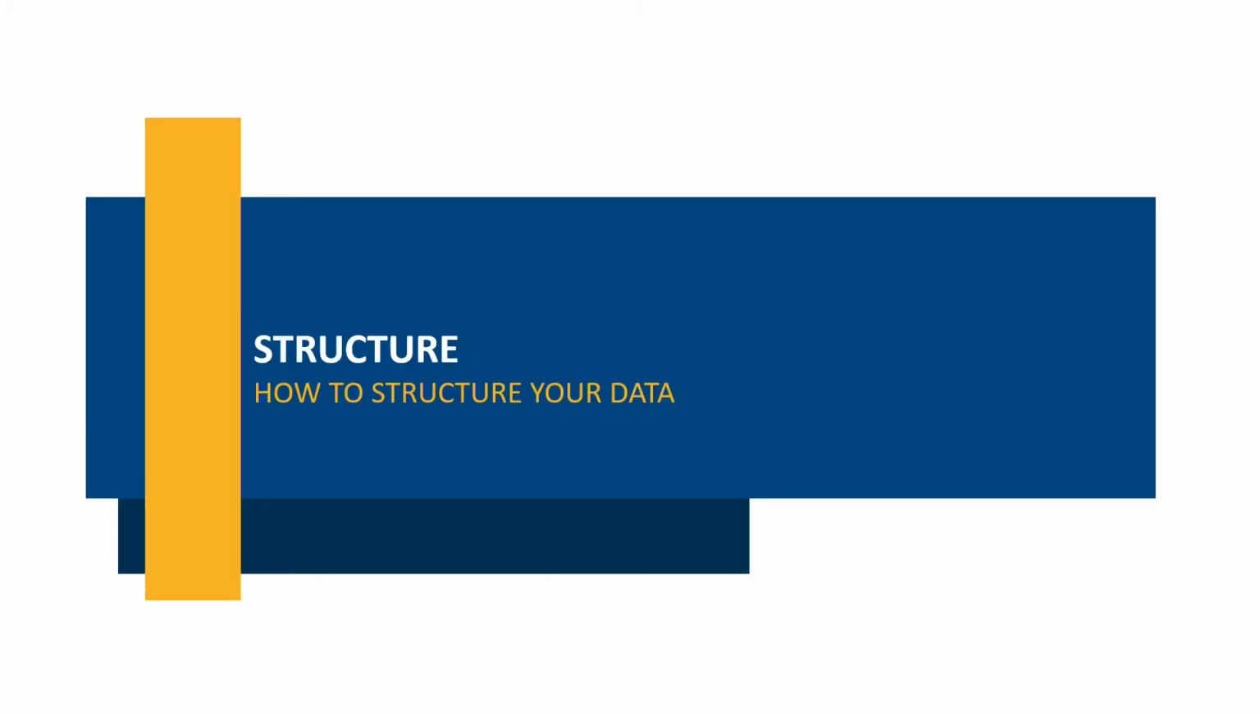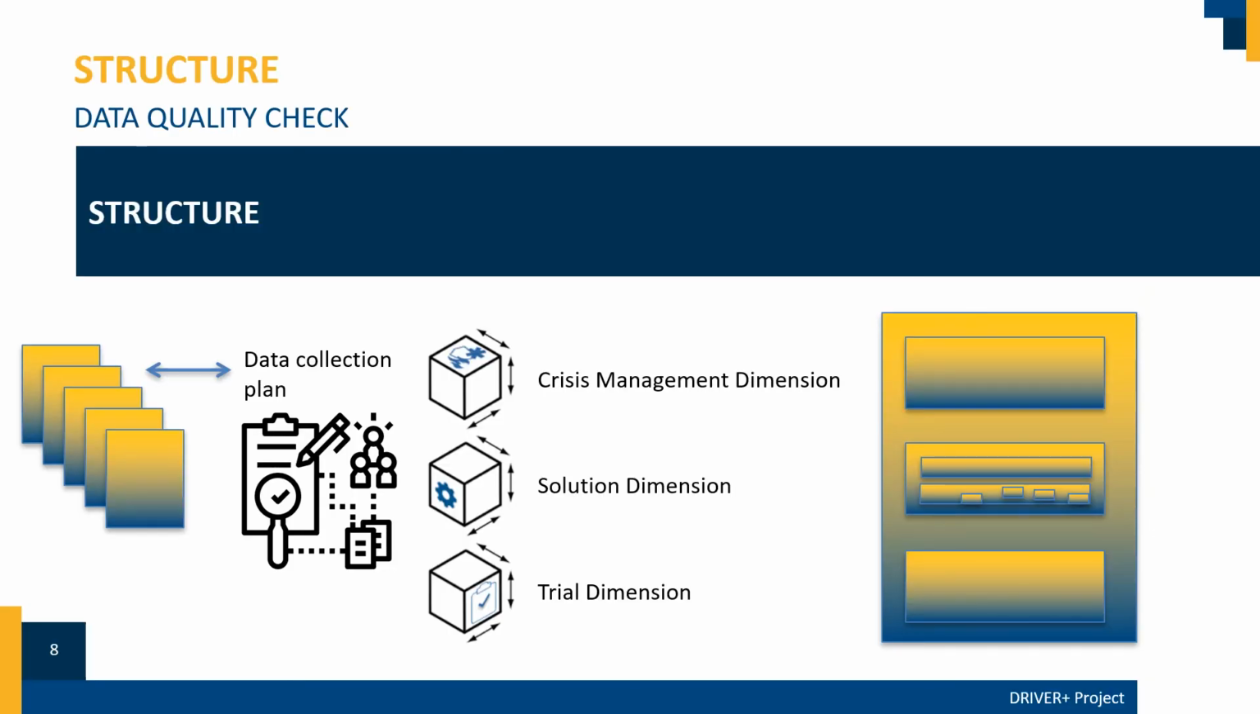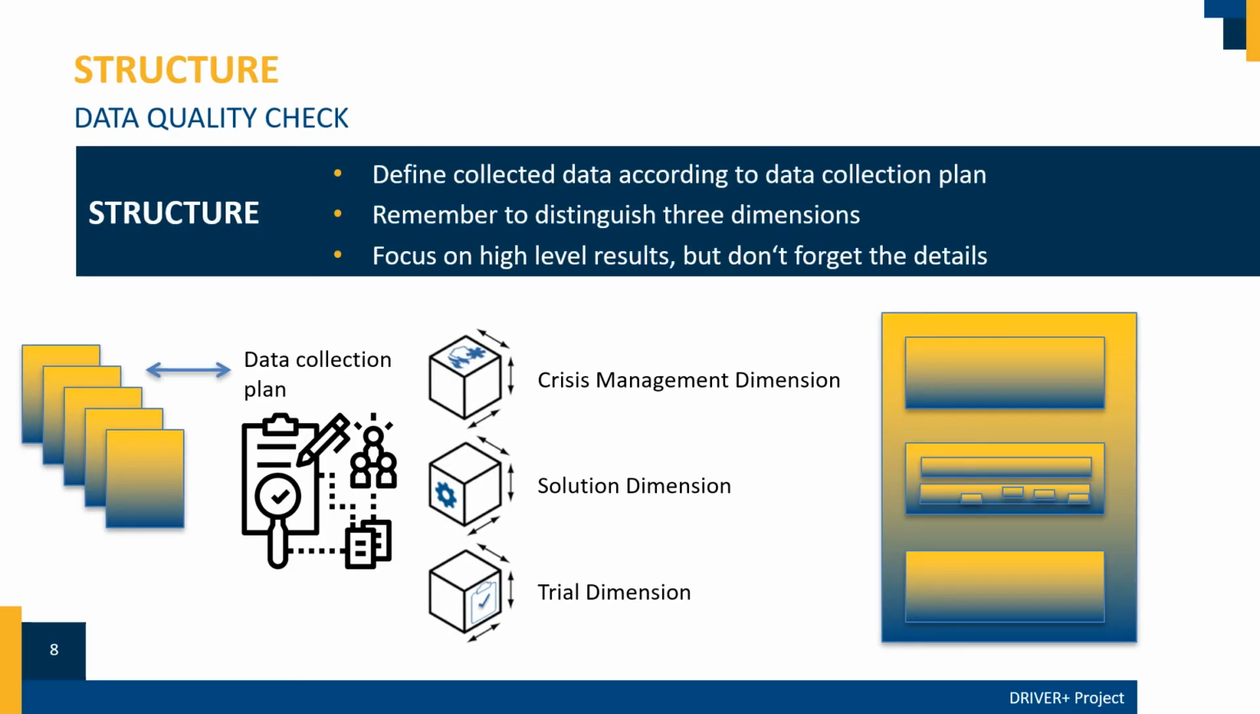The first step in the data quality check is structuring. Take the data collection plan and compare if the information is collected according to the plan. Take into account that data has been collected in 3 dimensions. Data related to the crisis management dimension are, for example, messages from participants, minutes from meetings or telephone calls. In the solution dimension, you might have gathered numbers, time measurements, or maps. The trial dimension provides you with data resulting from questionnaires and interviews.